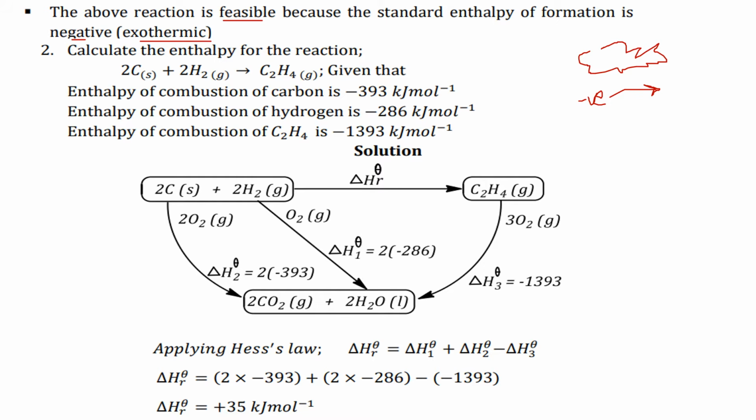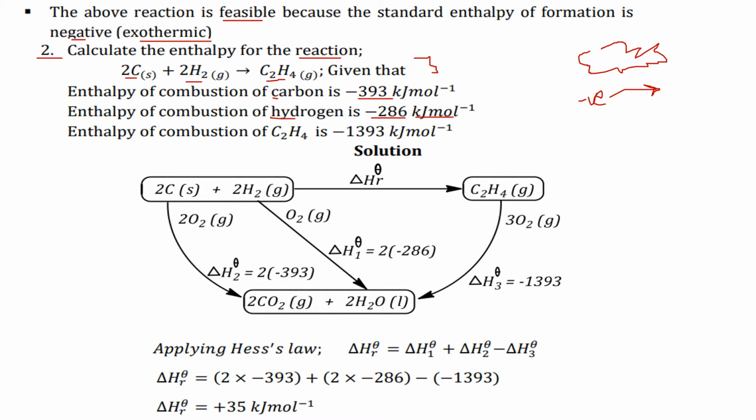Now going to example 2, we are going to be calculating the enthalpy of reaction of this equation. We are provided that carbon reacts with hydrogen to form methane or ethene. They say the enthalpy of combustion of carbon is negative 393, which is already standard, kilojoules per mole. And the enthalpy of combustion of hydrogen is negative 286 kilojoules per mole, which is also standard.